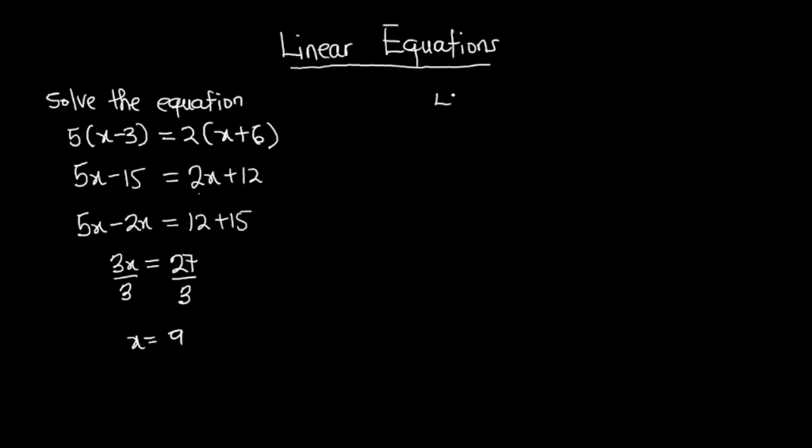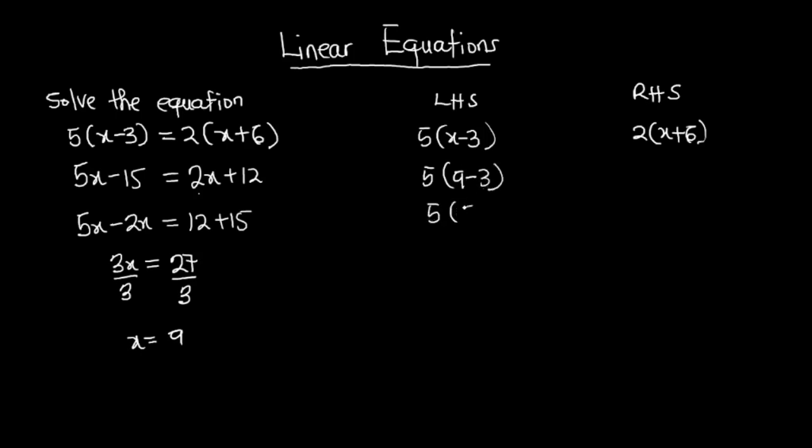So the left hand side over here, the equation that we have is 5 into bracket x minus 3, and then on the right hand side we have the equation 2 into bracket x plus 6. Now we found out that our x is 9, so let's do the substitution and see if it's going to be the same. So 5 into bracket 9 minus 3 will give us 6. 5 multiplied by 6 will give us 30.